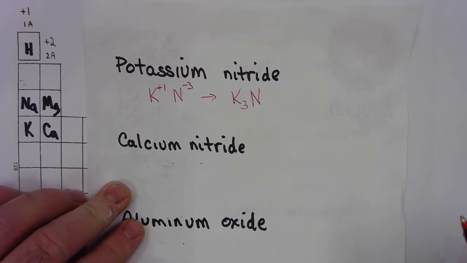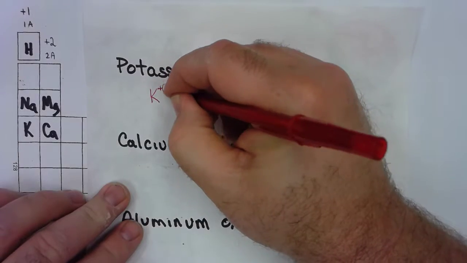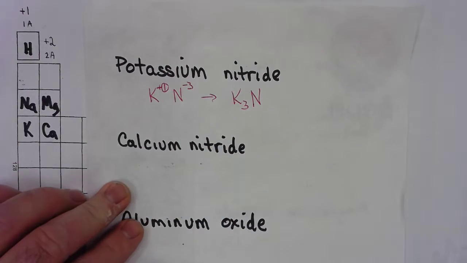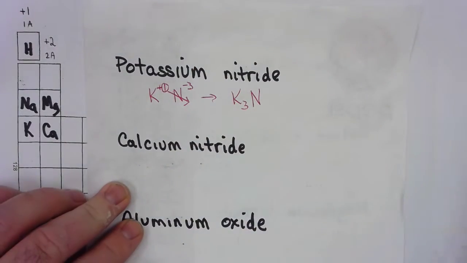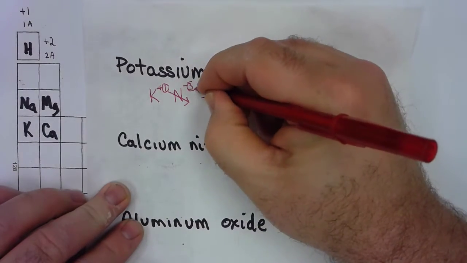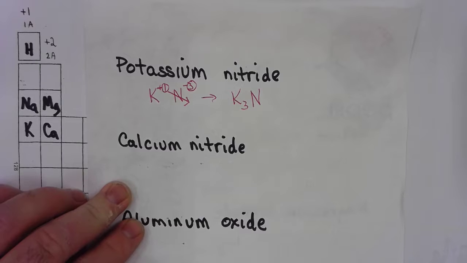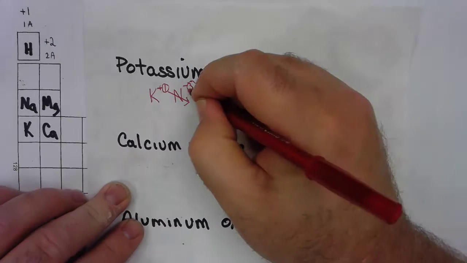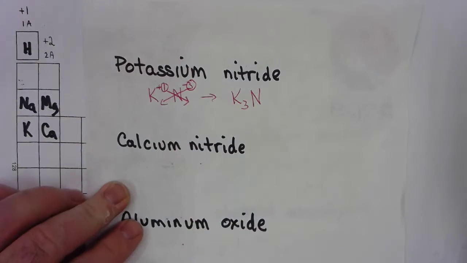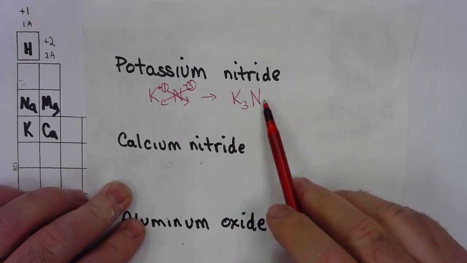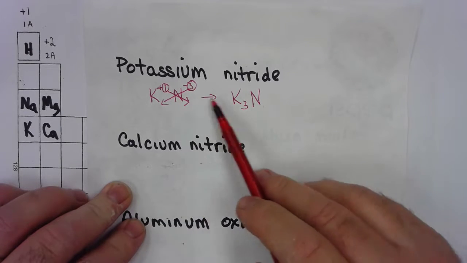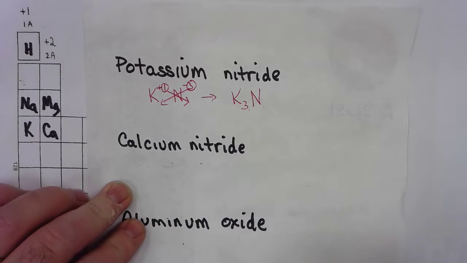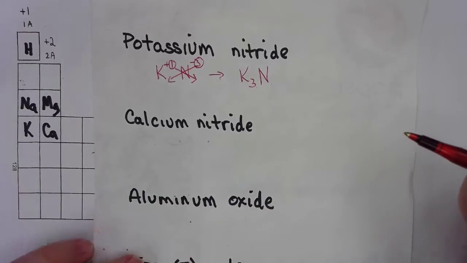What some people like to do, and I kind of do it myself from time to time, is a shortcut version of this. Take the number, not the charge, just the number for the potassium, and make it the subscript for the nitrogen. Then take the number on the nitrogen, just the number, not the plus or minus, move it over here, and make it the subscript on the potassium. You'll see that the nitrogen has a subscript of 1, which we don't ever write, and the 3 goes with the potassium. If you crisscross, it makes it easier for some people to understand.